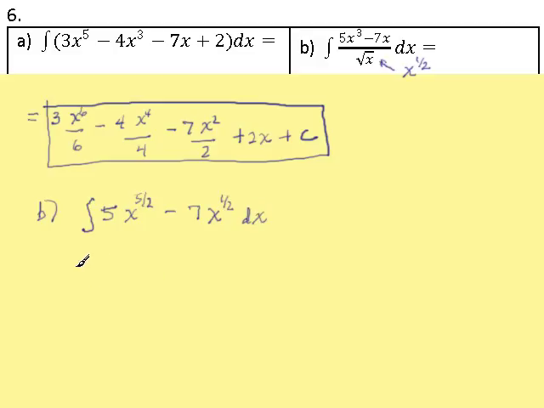All right, and now we're ready to use the power rule. Let's add 2/2, so that there we have 7/2, adding 1, divide by 7/2. Here let's add 1, so there we have 3/2, divide by 3/2.